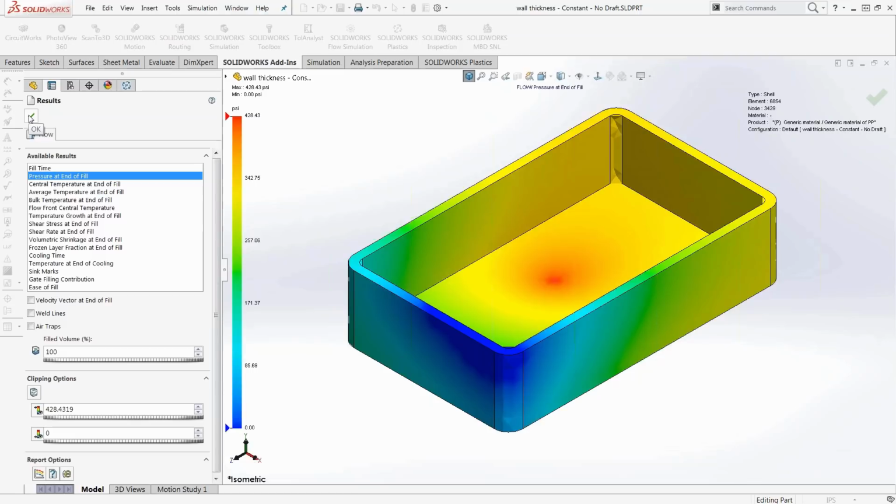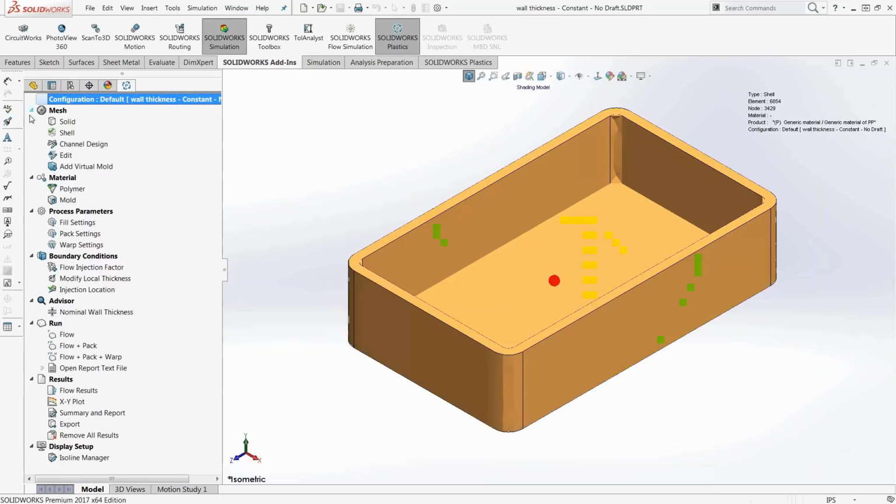So the idea of having the molten plastic flow through different regions of the model is very important as you consider draft angle in your plastics part design.